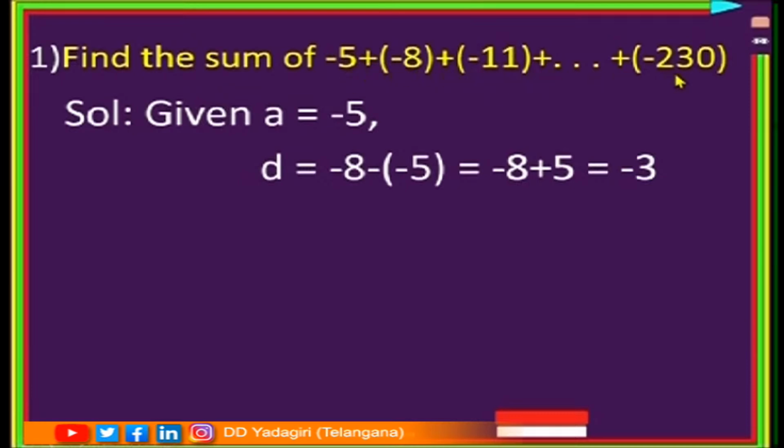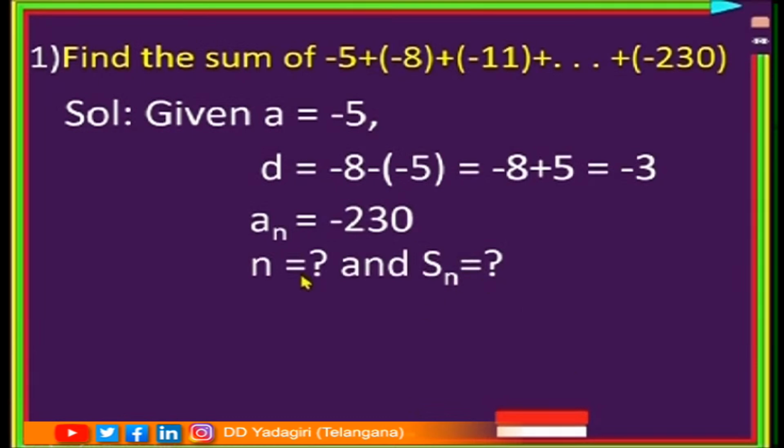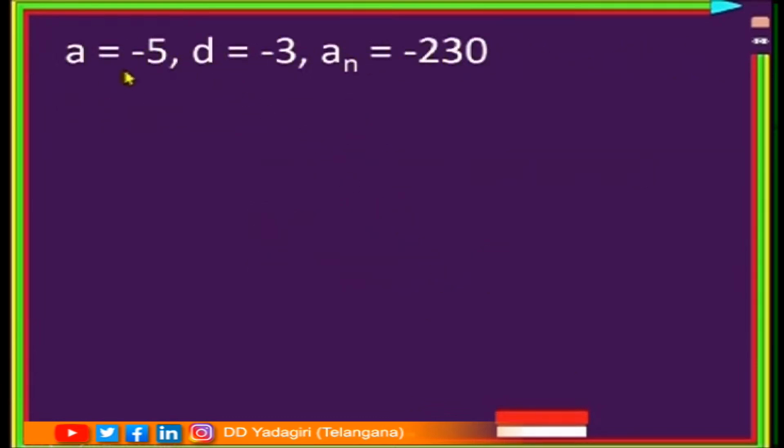So from this sequence we have identified a, and we have identified d, and what is this? This is the last term, right? An, that is nth term, that is minus 230. To find the sum of this given expression, first of all we should find how many terms are there. After that we are going to find the sum of n terms. So first we have to find how many terms there are in the given AP. For that we have one formula, that is the nth term of AP. What is the nth term of AP? An is equal to a plus n minus 1 into d. So substitute here. So we have to find the n value and Sn value, right? So here we have a is equal to minus 5, d is equal to minus 3, and an is equal to minus 230.